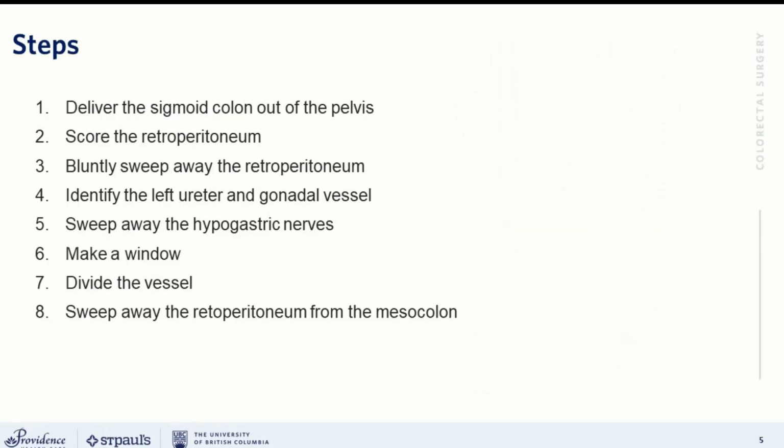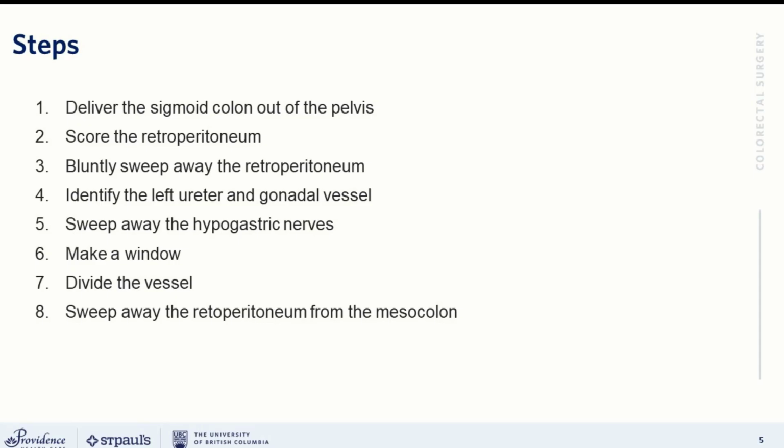So here are the steps. Deliver the sigmoid colon out of the pelvis, score the retroperitoneum, bluntly sweep away the retroperitoneum, identify the left ureter and gonadal vessel, sweep away the hypogastric nerves, make a window, divide the vessel, and sweep the retroperitoneum away from the mesocolon. Again, these are not novel steps. They can be found in any textbook or video on medial to lateral dissection.